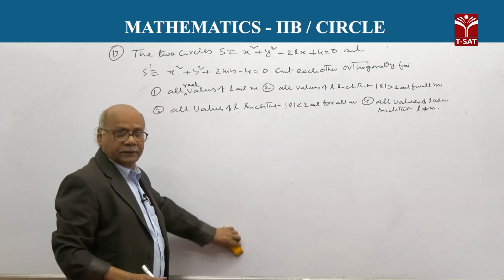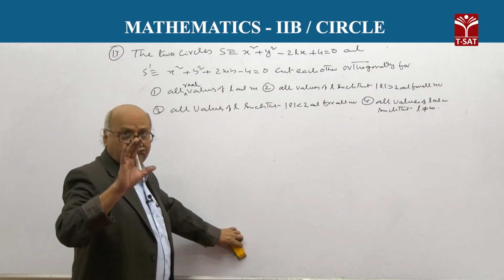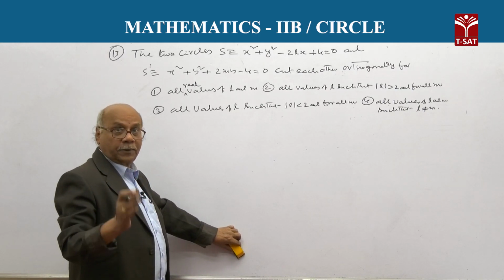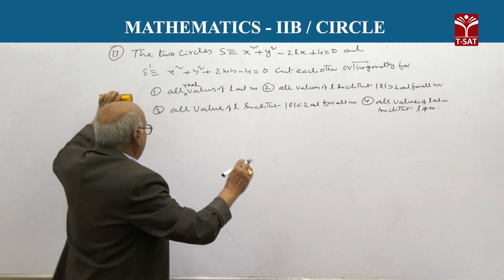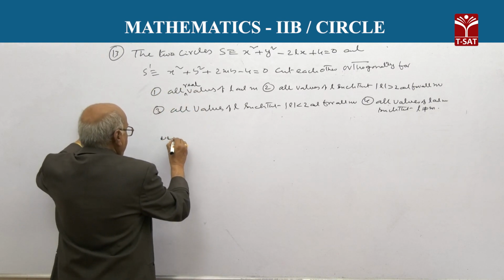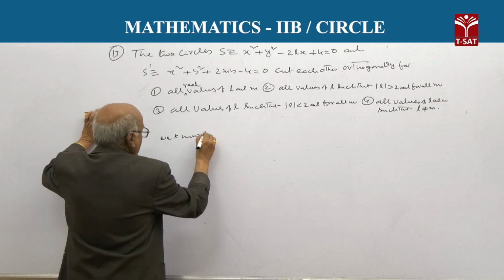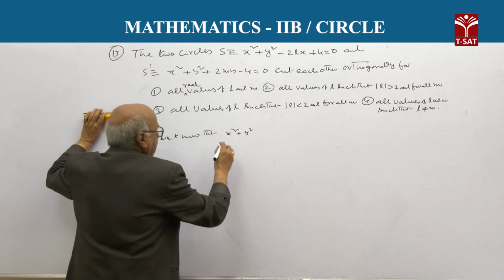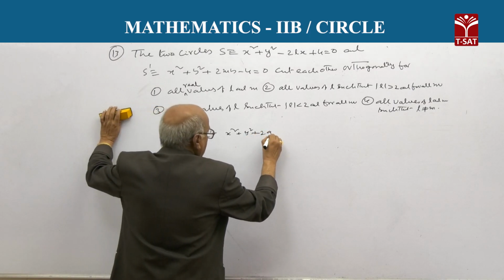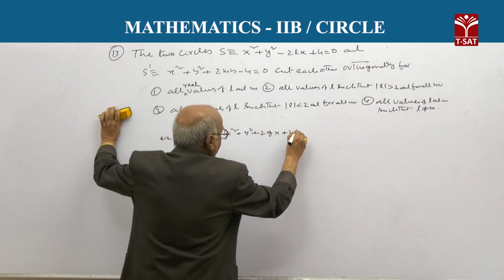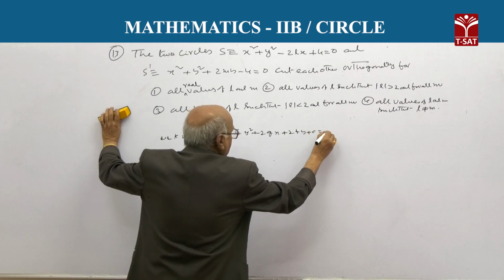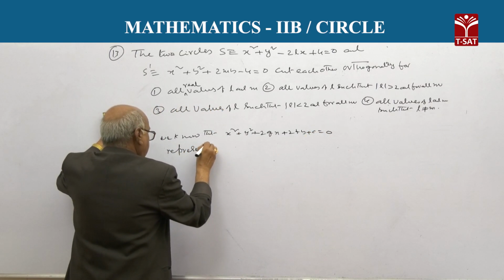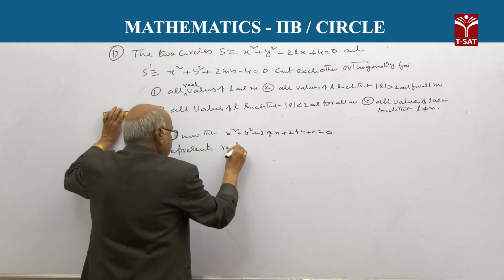Now, to check the condition, first of all, the given equations must represent circles. So first of all, we know that x² + y² + 2gx + 2fy + c = 0 represents a real circle.